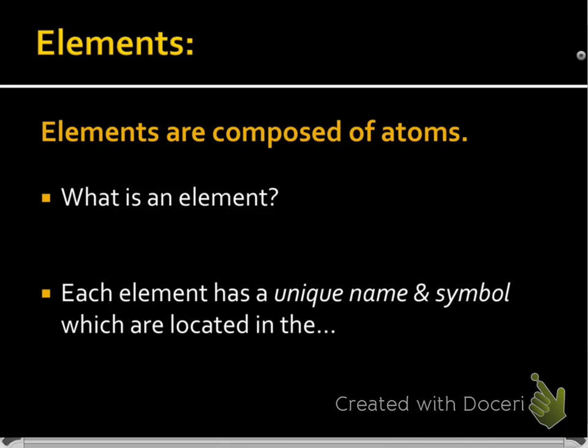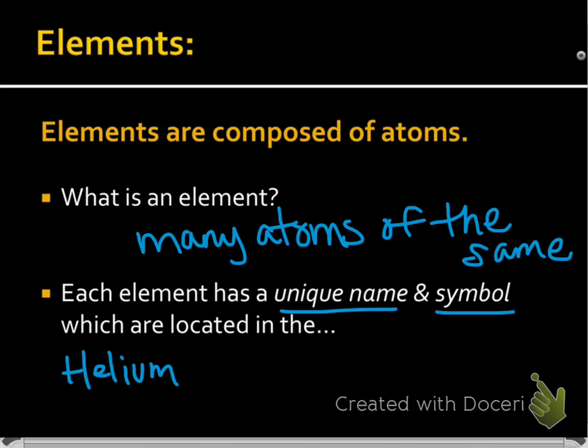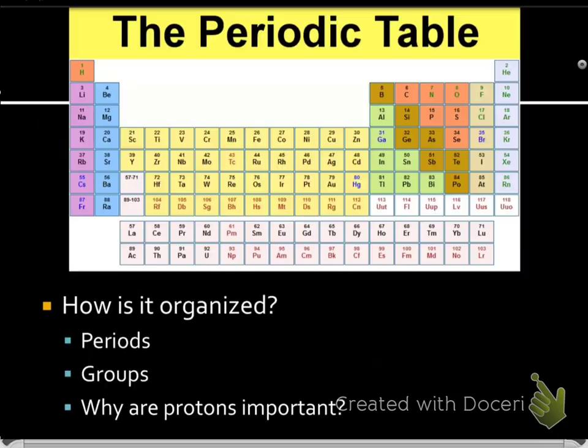So elements then are composed of atoms. So an element is many atoms of the same kind that make up an element. And then each element has its own unique name and symbol. So something like helium. That's its name. Its symbol is He. Carbon. Its symbol is C.